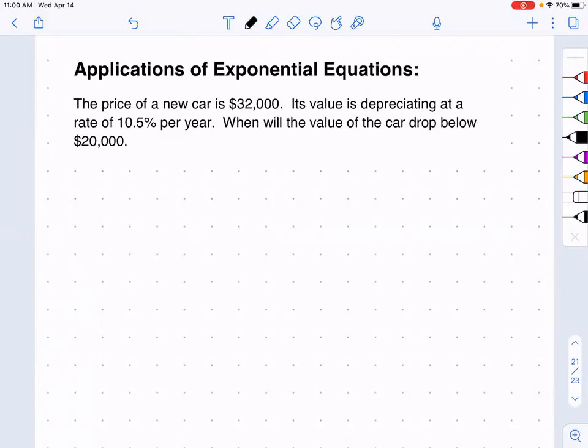Price of a new car is $32,000. Do you remember how to write an exponential function to represent this depreciation? Depreciation means the value is going down. It's going down by 10.5% per year. You remember what format that equation is going to have?